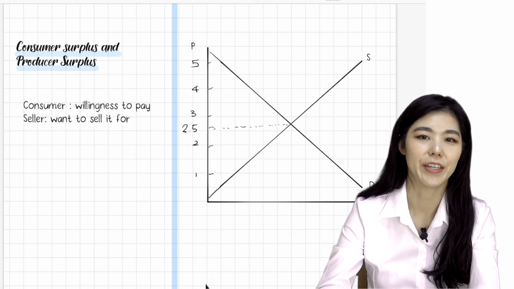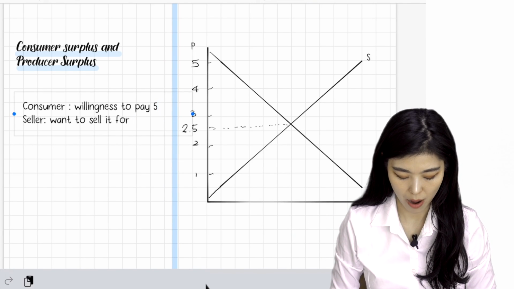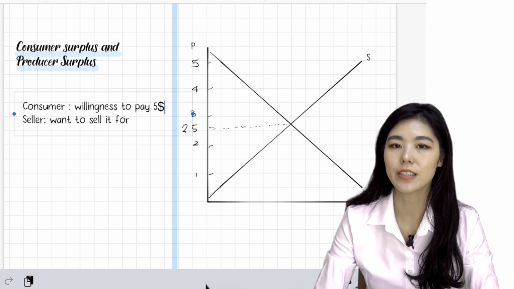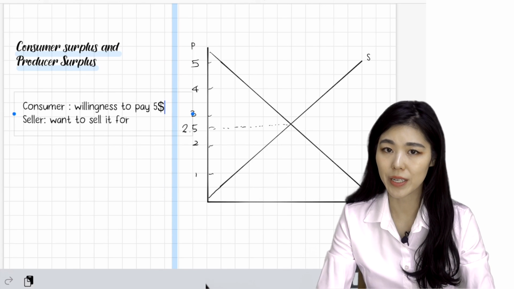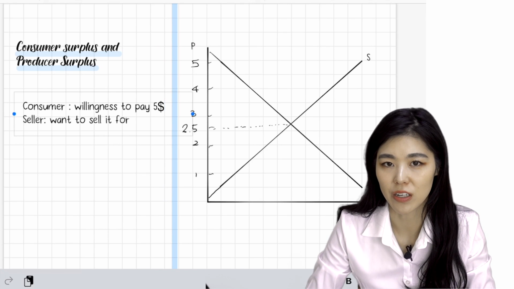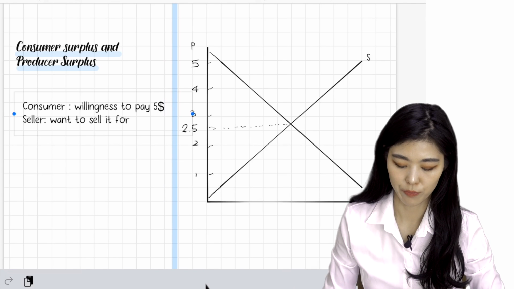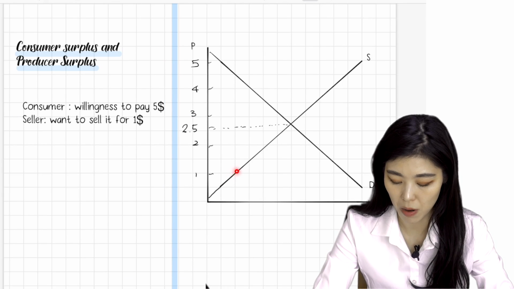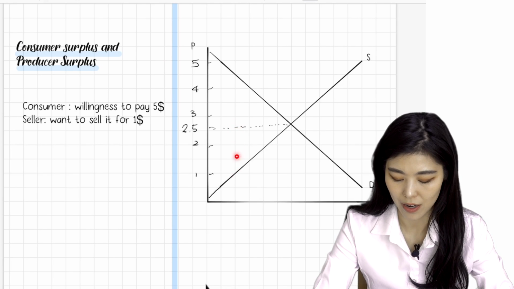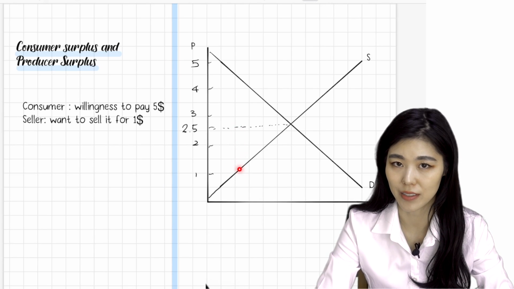Then how happy are you now? Because your willingness to pay was $5, and now you have paid only $2.5. Your happiness, your consumer surplus, would be $2.5. For me, I was willing to sell the snack for $1 and I sold it for $2.5. So for me, the producer surplus would be $1.5. So as a supplier, I would have been on this spot. I sold it for $2.5. So I am this much happy. I am $1.5 happy. That's called the producer surplus.